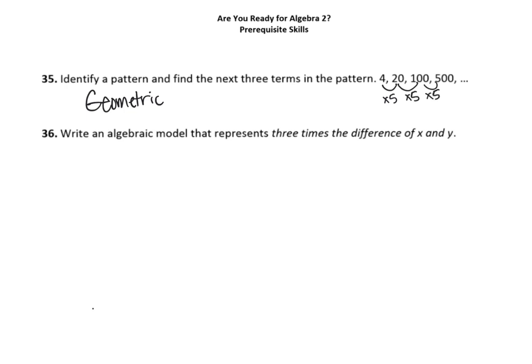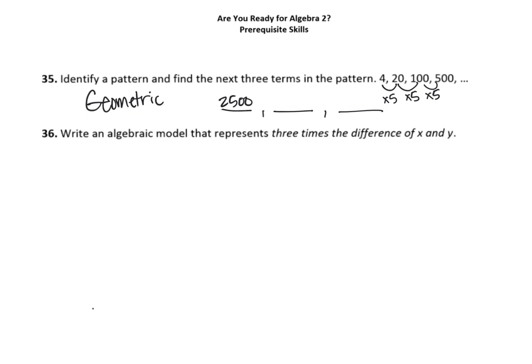To be a geometric sequence, or arithmetic sequence for that matter, you have to be using that same constant ratio every time. It can't jump to be times 5, then times 3, then times 5 again, then times 2. You can't do that to be a geometric sequence. So we're multiplying by 5 each time. So to get the next 3 numbers in this pattern, we're going to multiply 500 times 5, and we get 2,500.